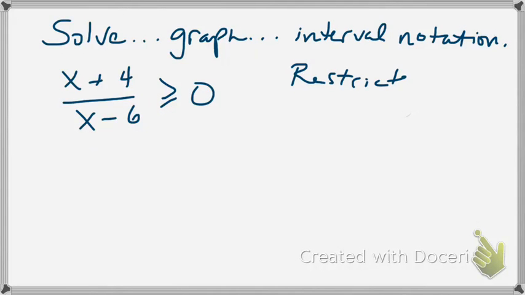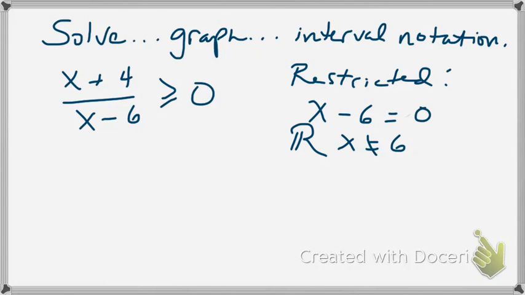We find the value of x restricted from the domain by setting that denominator equal to 0 and solving. Now we know that x cannot equal 6. So the domain really is all real numbers, just not 6. Keep it in mind.